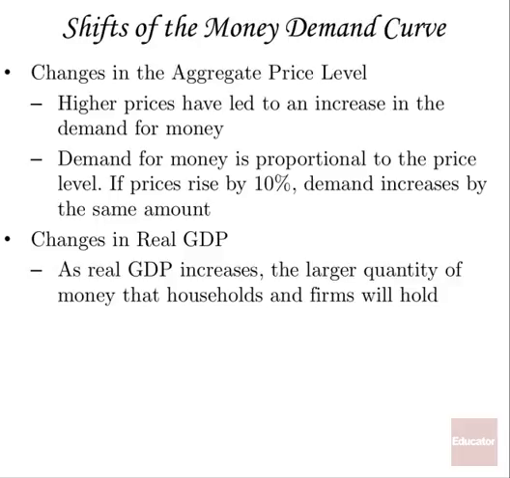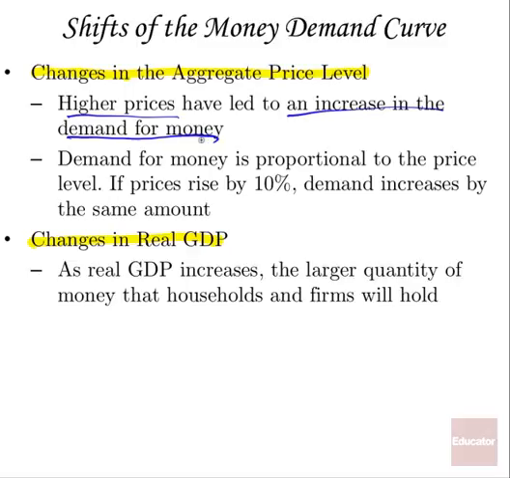So there are four different reasons why there might be a shift in the money demand curve. So let's go over at least two of them right now. One would be changes in aggregate price level. Another is a change in real GDP. And they're somewhat related, but we'll go over it. So higher prices lead to an increase in the demand for money.